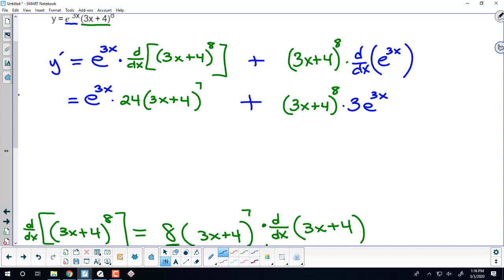Okay, so from here then, you've got two terms involved with your derivative. Both terms, we want to look for the greatest common factor. So we have an e to the 3x that we could take out. We're going to factor that out. And both of them have a (3x plus 4) to the 7th power. So we're going to take that out.